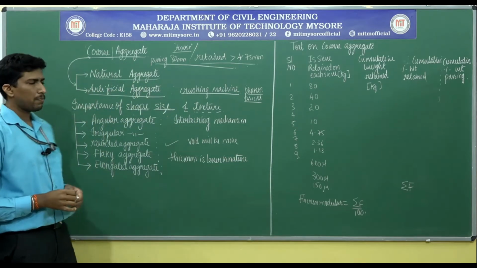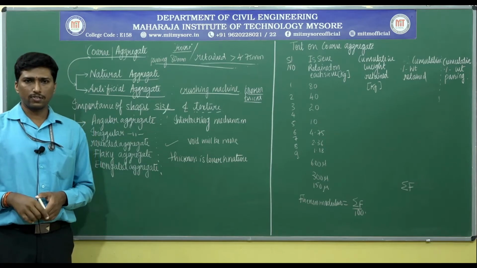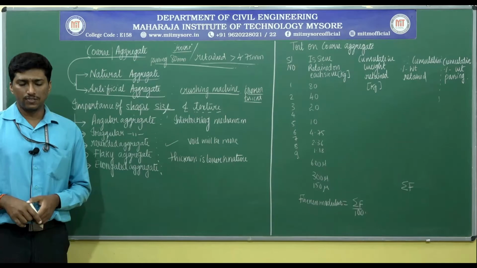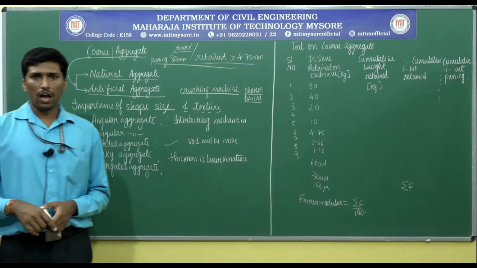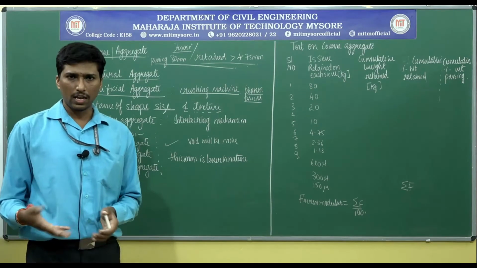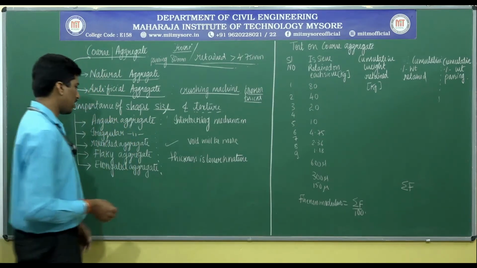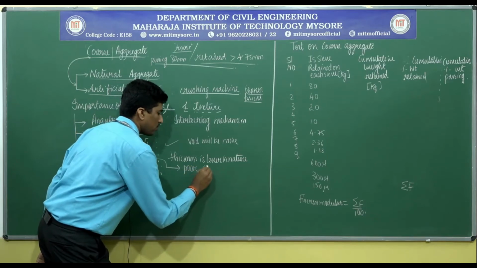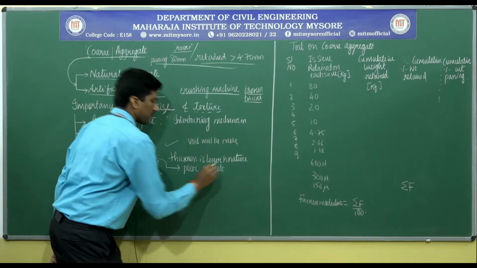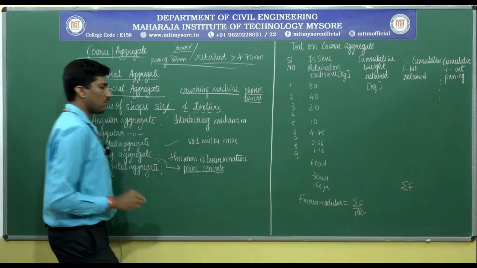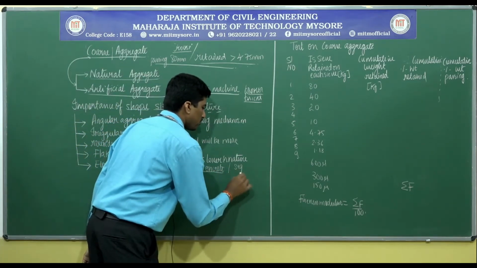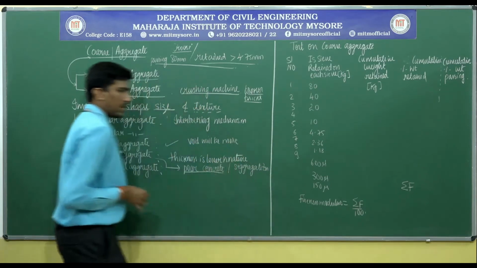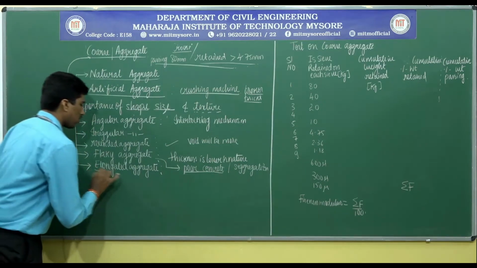Next, what does the presence of flaky aggregate tend to do? The workability is altered, and the graded aggregate or the concrete obtained leads to poor concrete. The flakiness also causes segregation and even bleeding in the concrete.